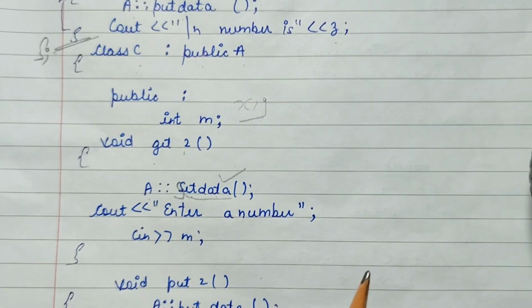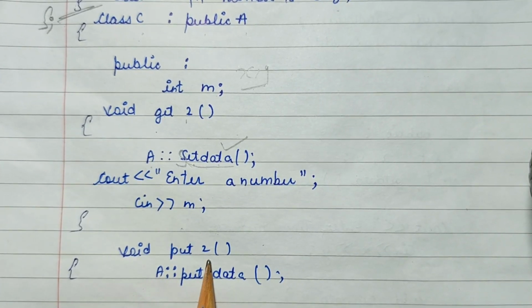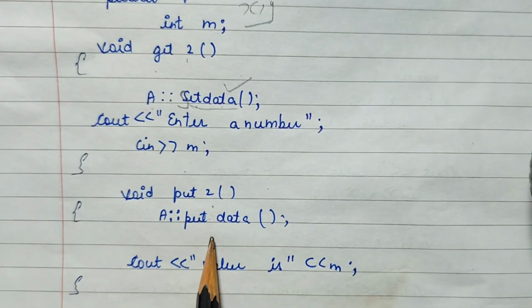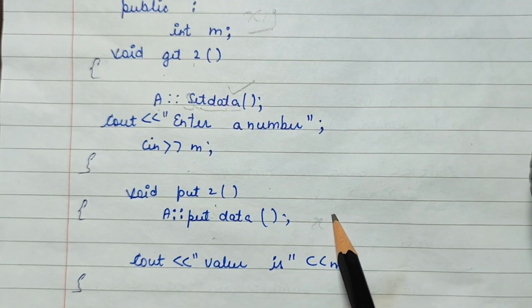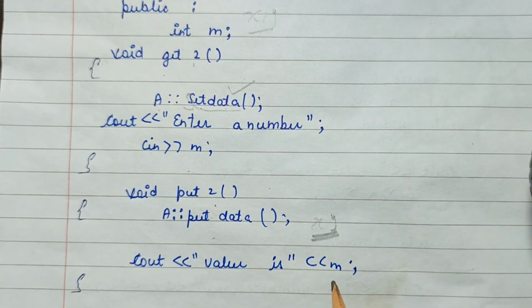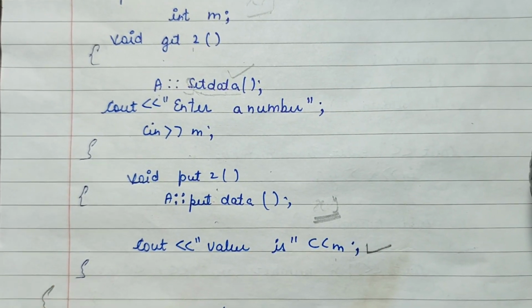So after this we input the value in m variable. After this I define put two member function. Here first I call put data member function. It will display the value of x and y variable. Then we display the value of the m variable. Here class is also terminated. Derived class is terminated.